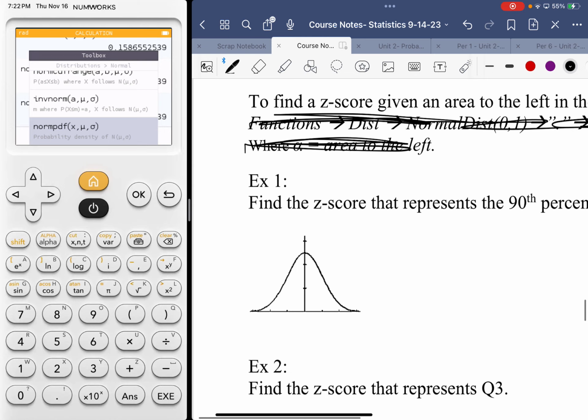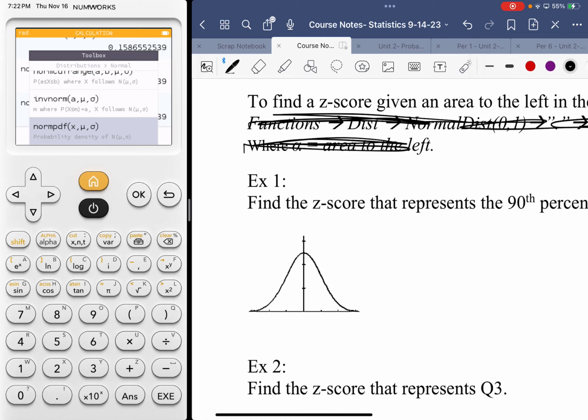So here I'm saying find the z-score, not an actual score, but the z-score that represents the 90th percentile. Going back to the first unit, when I talked about z-scores, it was a way of standardizing data. So if I'm in a class where I just took a test and the class average was an 80 and the standard deviation was a 5, and I got a 90 on that test, I'm right at the borderline of what is unusually high, which is a good thing for me.